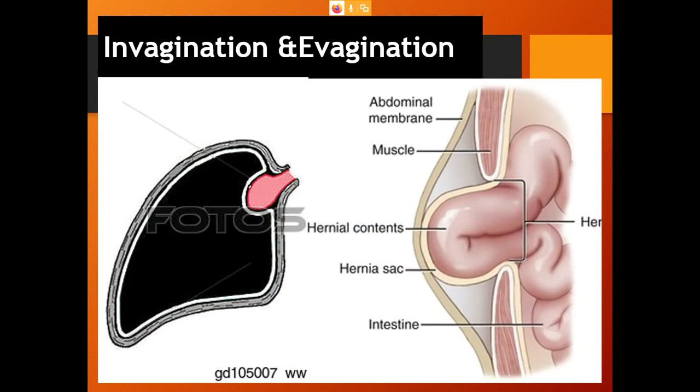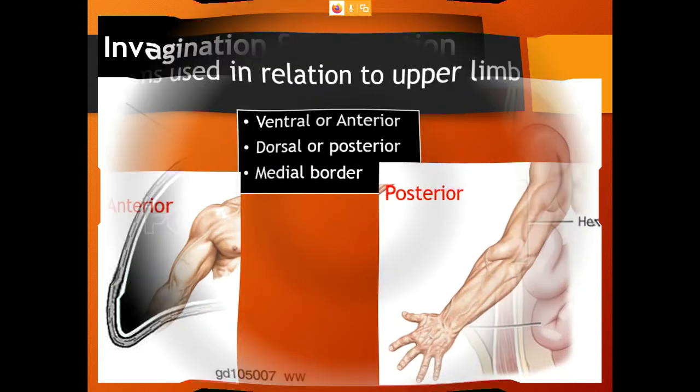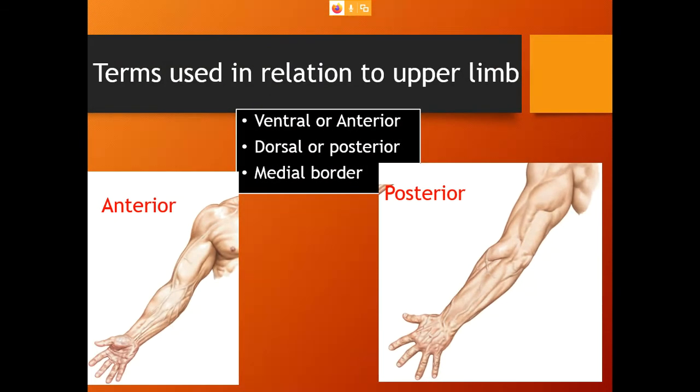Then invagination and evagination. Here we are trying to see this part, it is going inside, that is called invagination. If it is coming outside, that is called evagination. Then coming to the terms used in relation to the upper limb. In the upper limb, what are the structures we can identify? One is ventral or anterior. Posterior is also called dorsal.